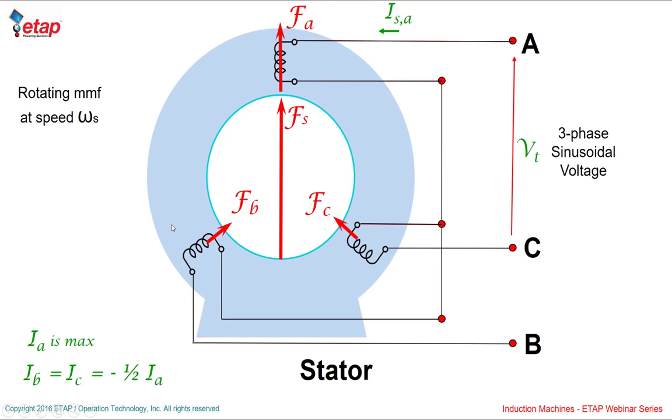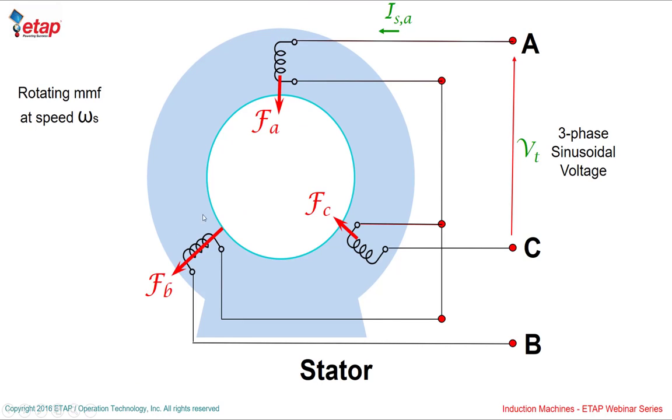When we go to phase B, when phase B is maximum, the A and C currents are negative and equal to half as much as phase B, and therefore the MMF would be in the direction of the phase B MMF. And you can see now that the total MMF of the system rotates from phase A to phase B and so on. It would rotate to phase A, B, C.